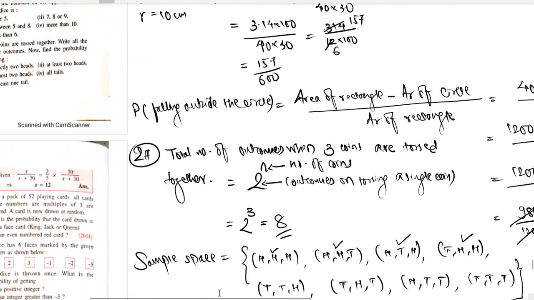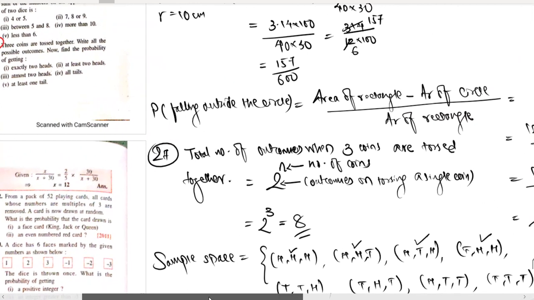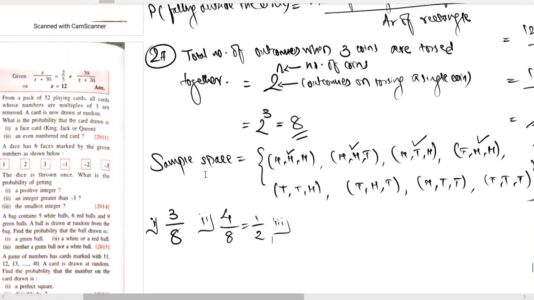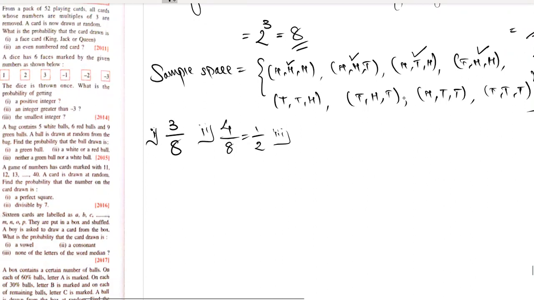Then at most 2 heads, at most 2 heads. I just told you what is the meaning of at most. At most means maximum.